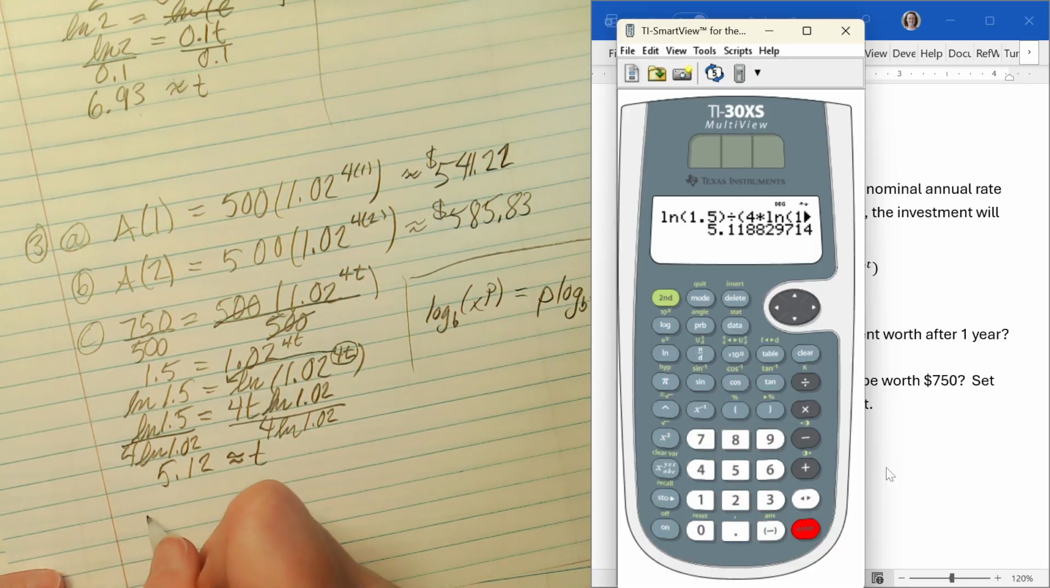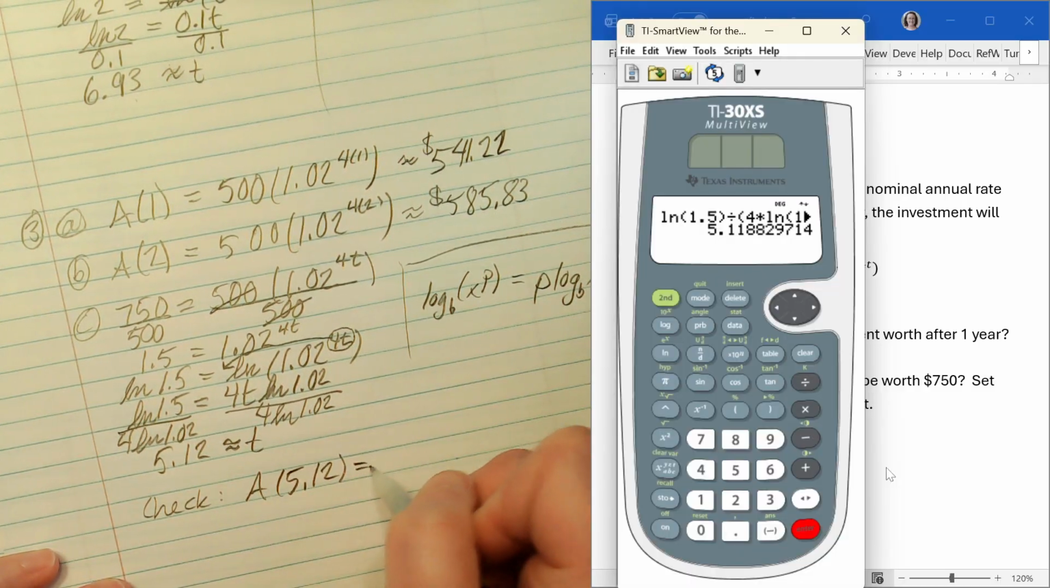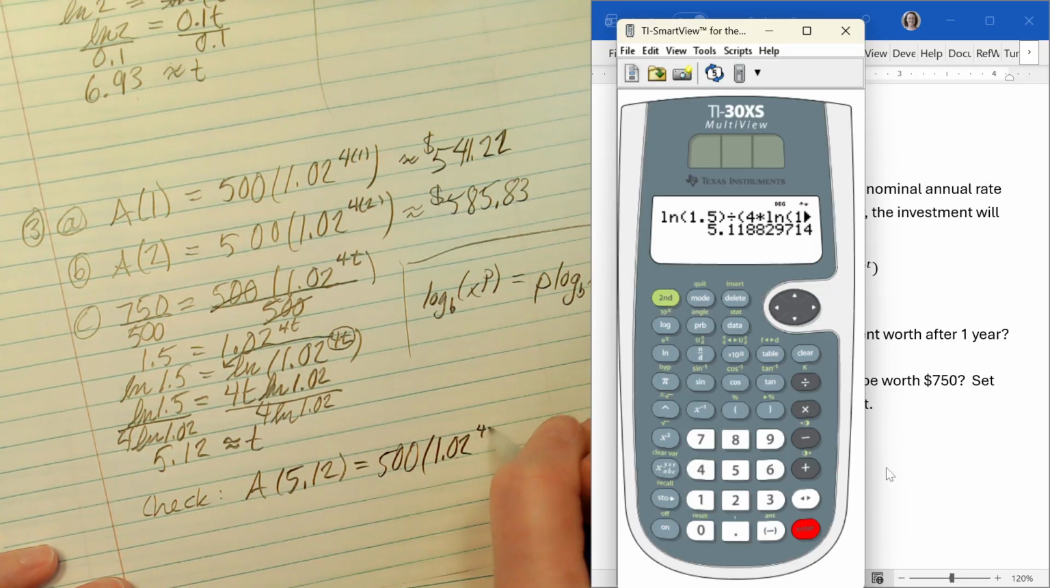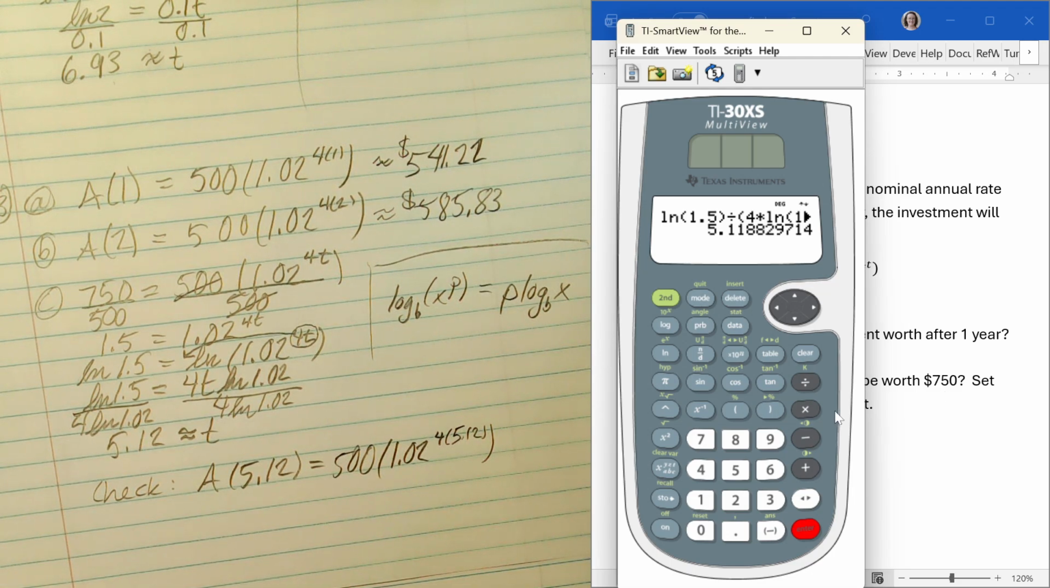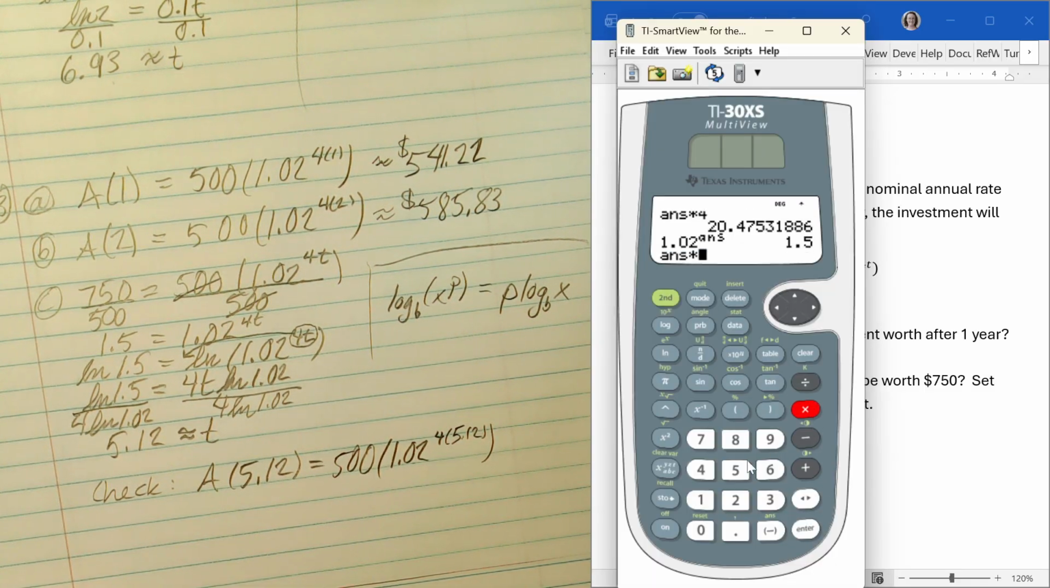Of course, we should also check. So A of 5.12 would be 500 times 1.02 raised to 4 times 5.12. So if we plug that into our calculator, I'm going to do the answer we had times 4, enter, and then I'll do 1.02 raised to that answer. There's this little answer button you can actually use on your calculator to plug in the previous answer. Okay, and then I'm going to multiply that by 500. Yeah, all right.